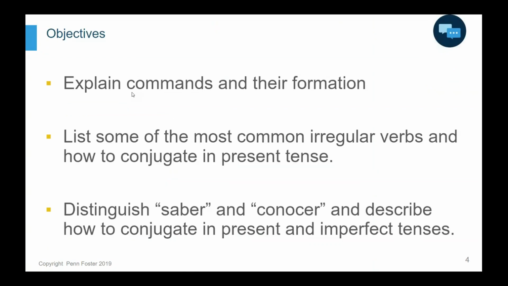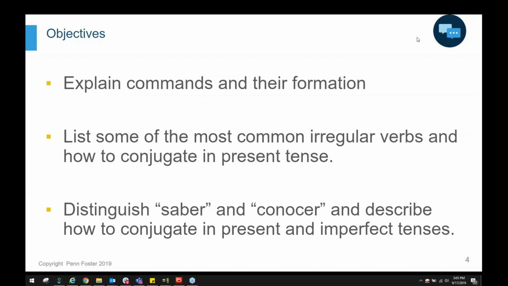So on today's objectives, we're going to cover 3 things. The first is explaining commands and their formation. We're also going to talk about some of the most common irregular verbs in this unit and how to conjugate those in present tense. And finally, we're going to distinguish saber and conocer, which are the 2 verbs to know, and how to conjugate those in present and imperfect tenses, which is one of the past tenses in Spanish.